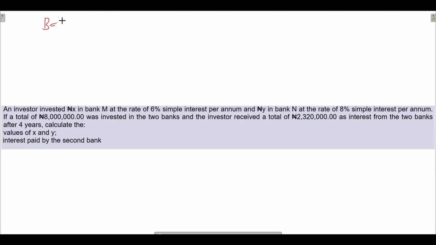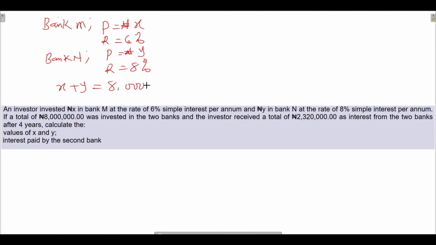Now we need to, what is this problem? Bank M: if the investor invested X naira, the principal there is X naira. The rate in bank M is 6% per annum. And Y naira in another bank, bank N, the principal there is Y naira, and the rate there is 8%. Simple interest. If a total of 8 million naira was invested in the two banks, that means the principal in the two banks is 8 million. That means x plus y equals 8 million. I say that's equation 1.